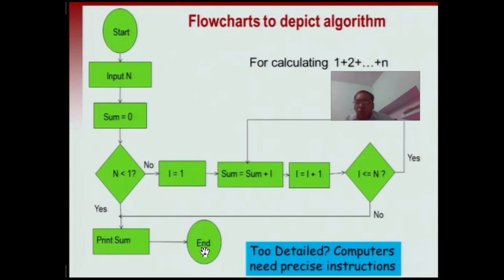Then there are ordinary boxes and there are diamonds. We will shortly describe what they mean. Suppose you want to write an algorithm for adding the first n numbers. The point is, how do you describe this step by step to somebody who does not know it already? So first you have to take the upper limit n, and then you have to sum up the numbers.